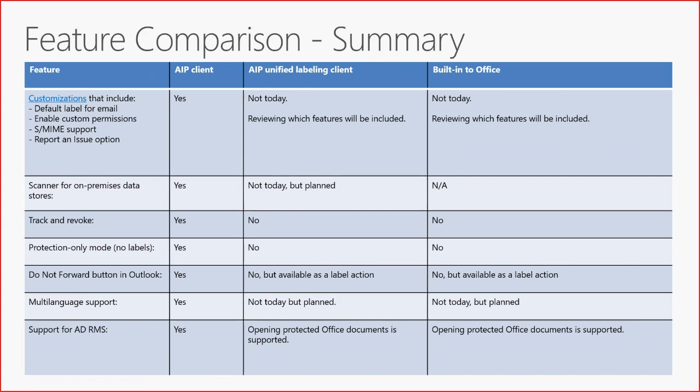So yes, we have that with the AIP client today. For the AIP Unified Labeling client, it's not currently available, but it will be released within the next few months. This is something that's imminently close to being available, and it's not relevant to Office. Track and revoke is something that we're looking at to see about a redesign for this feature. So this isn't included currently while we evaluate that. And that's probably the main points on that page. As I say, you'll have this table to refer to afterwards.